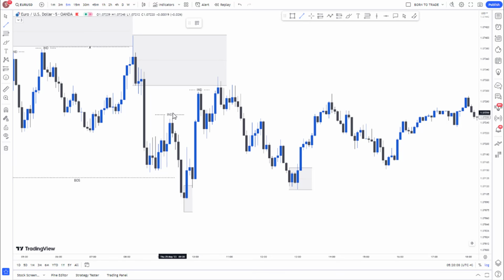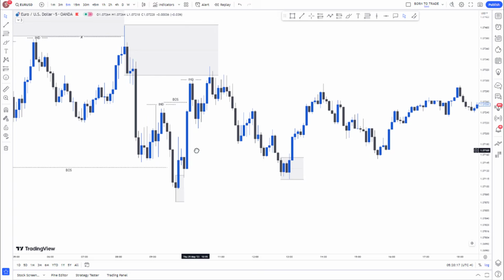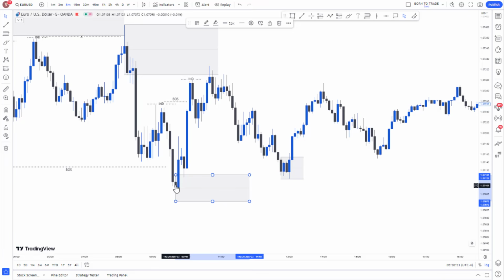Reading the internal structure, what we can actually see from here is that this is a break of structure, that is price breaking the internal structure. And where is our point of interest? We have this point of interest right here, which we'll be trading from. This is a very good point of interest.